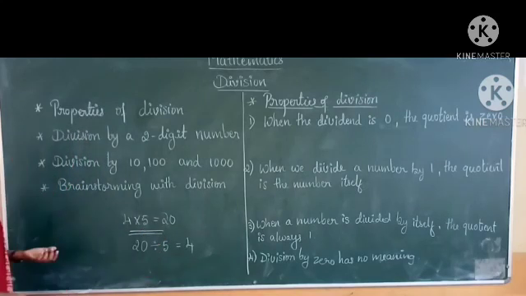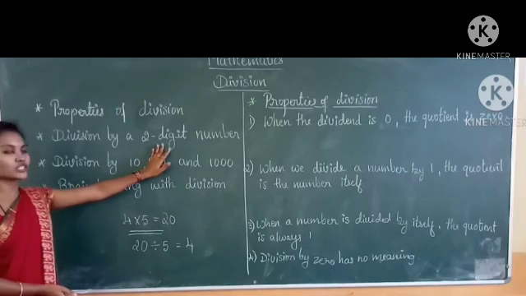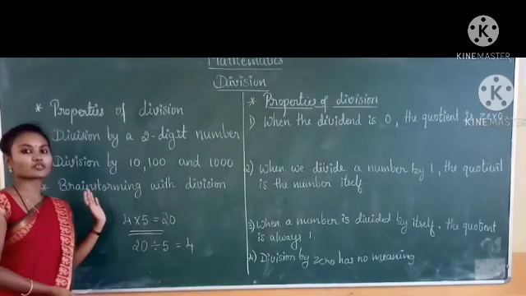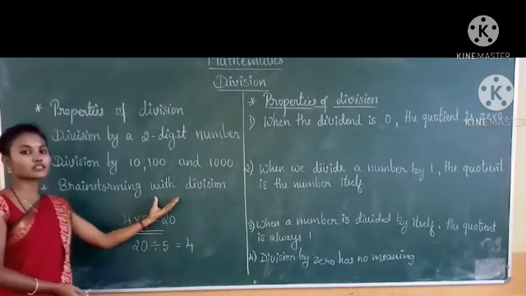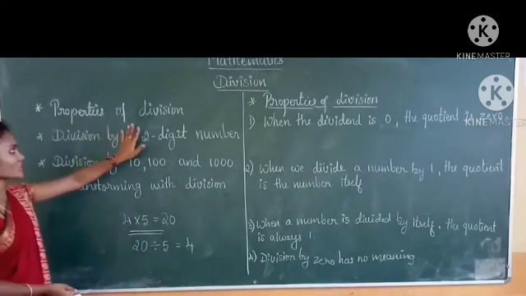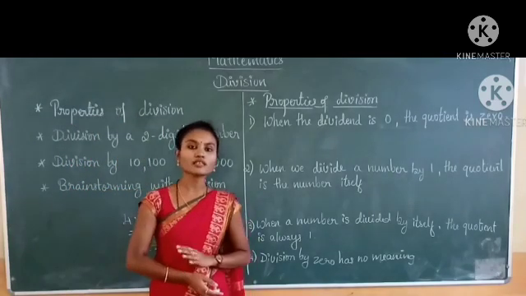So dear children, in this chapter you are going to learn 4 main topics. They are properties of division, division by a 2-digit number, division by 10, 100 and 1000, and brainstorming with division. So first let us learn about the properties of division. There are 4 properties in division.